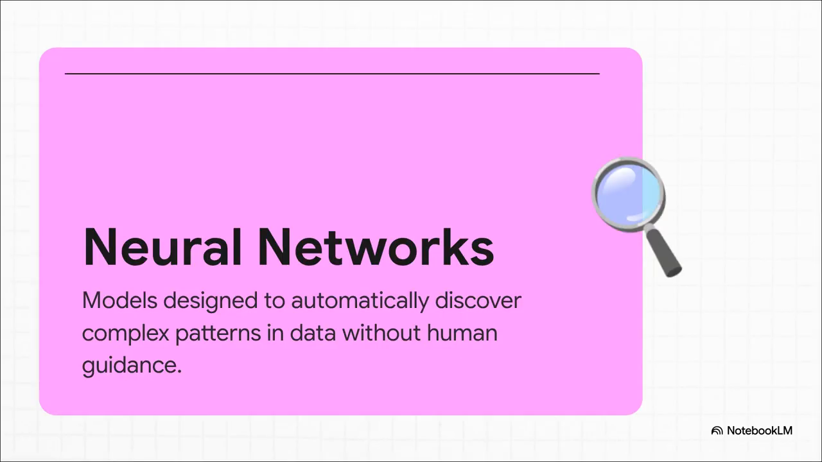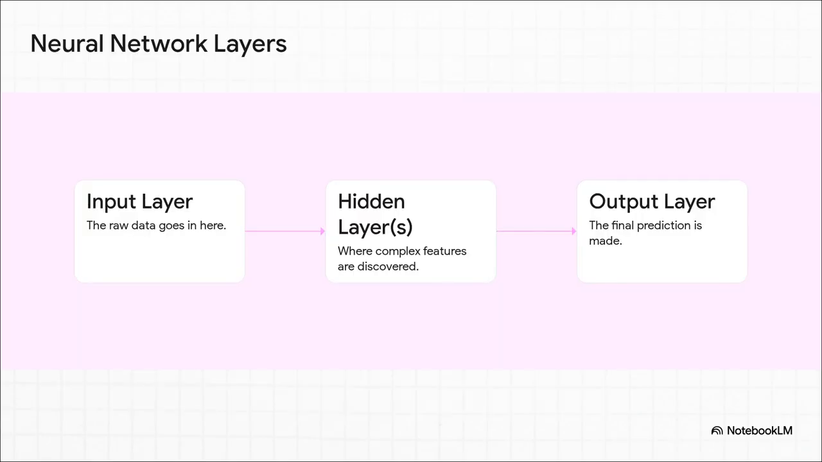Well, with a simpler model like linear regression, a human has to basically tell it which features are important. A neural network, it's designed to figure out those important complex features all by itself. Think of it like a little assembly line. The raw data, like the pixels of an image, goes into the first layer, the input layer. Then it gets passed through one or more hidden layers, and this is where the magic happens. Each layer looks for patterns, combining simple ideas into more and more complex ones. Like one layer finds edges, the next finds shapes, the next finds eyes and a nose, until finally the output layer spits out the final prediction.